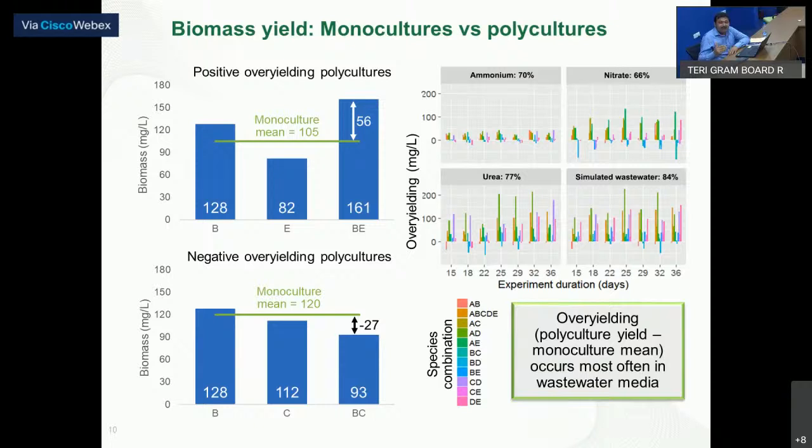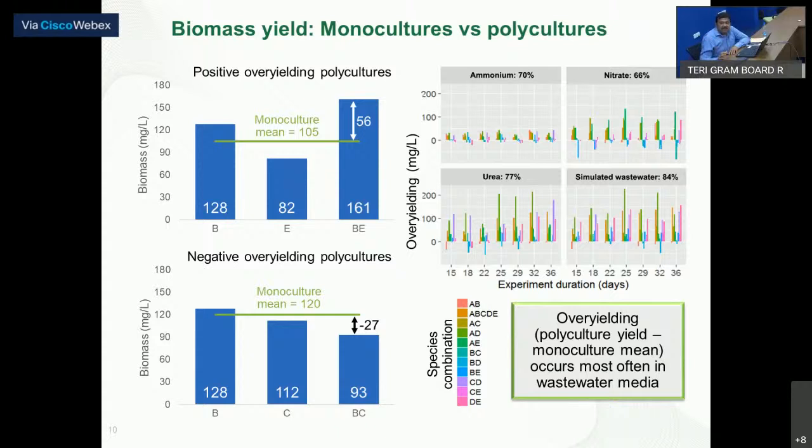Similarly, there is negative overyielding. I am showing it in the bottom graph. Here B is 128 and C is 112, so the mean is 120. But if you are growing BC, we are getting less. How much less? That is 27. So it's negative, going below the 0 value.